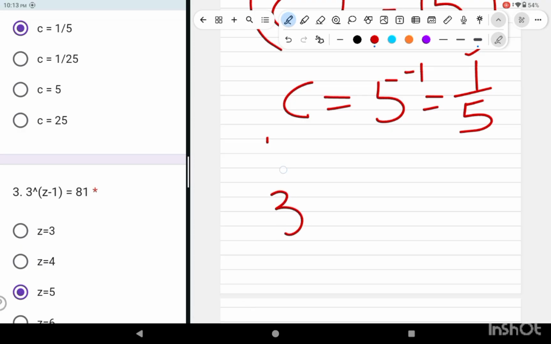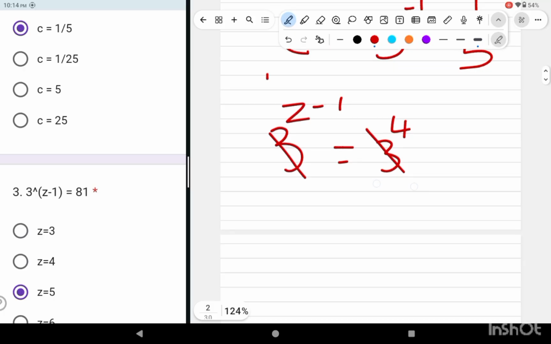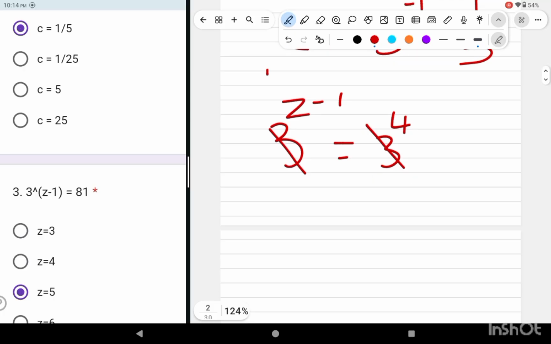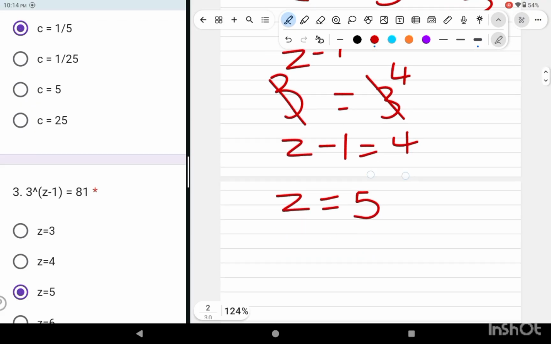For question 3, simplify 81 in index form. That gives us 3 raised to power 4. Meaning we have 3 raised to power z minus 1 equals 3 raised to power 4. Cancel out the base because they are equal. What do we have left? z minus 1 equals 4. So solving it, z equals 5.